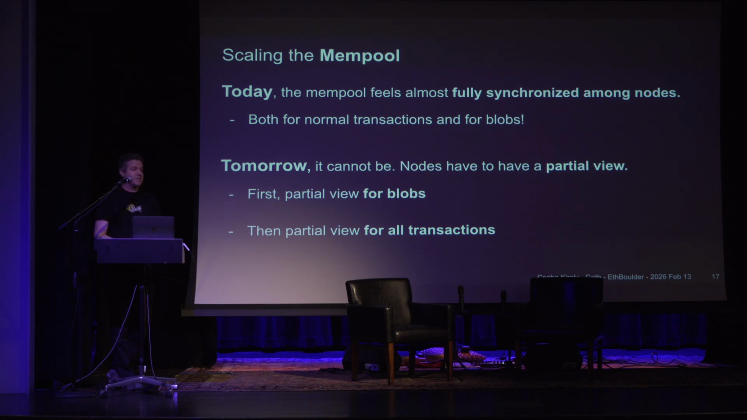Tomorrow, we cannot keep this notion of fully synchronized mempool simply because we want to scale the transaction amount. It's more traffic for every node, and nodes will not like it. We want to keep the node requirements stable. So by definition, nodes should have a partial view of the mempool. And this is first something we need to solve for blobs, because blobs are big. And then when these agents start to send our little transactions, we will have to solve it for the transactions as well, because there will be many of them.